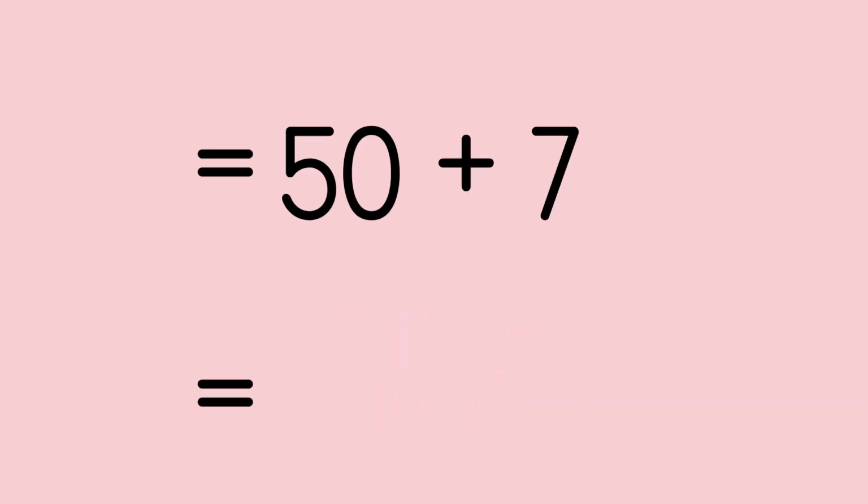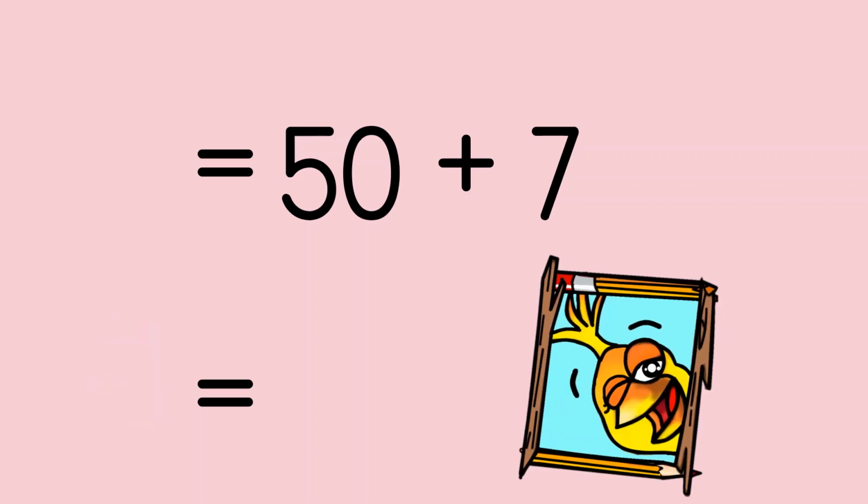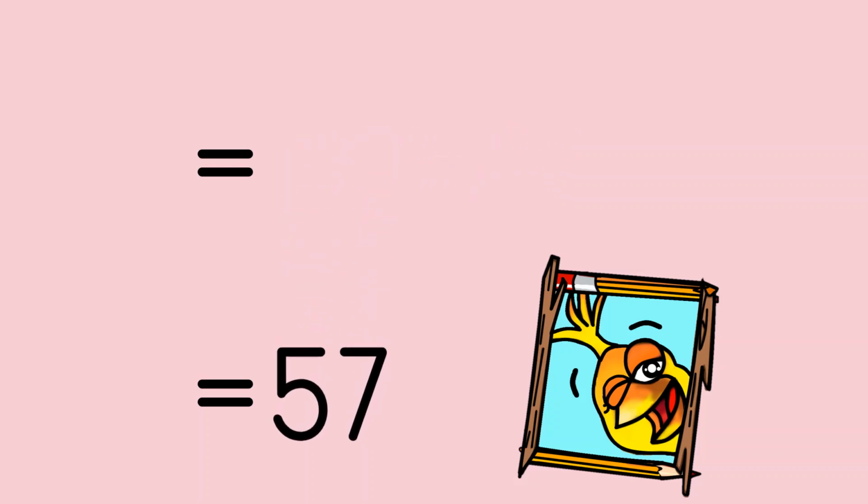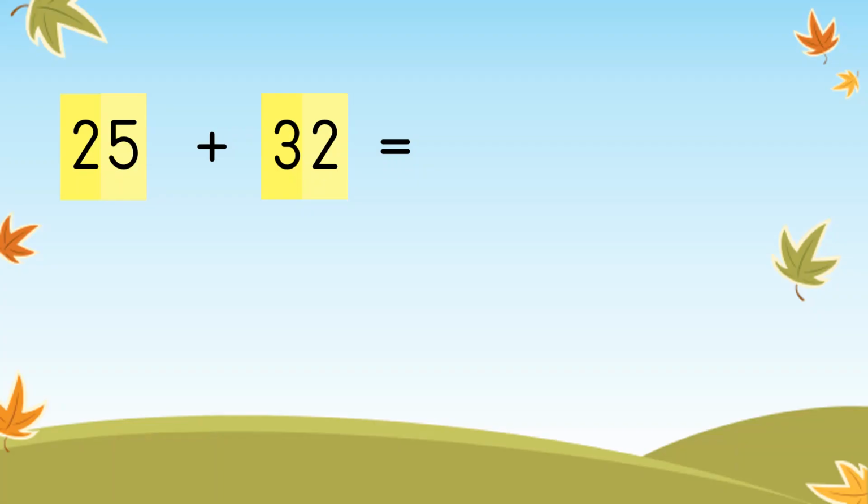I've zoomed in once more. For our last and final step, step 4, 50 plus 7 equals 57. Great. Okay, now we will only be using digits. Another word for digit is number.